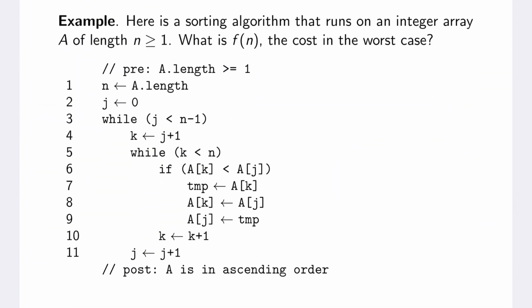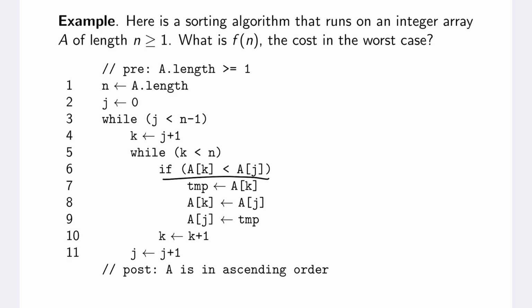Okay, time for a more complicated example. This is one in which the condition for the worst case might not be immediately obvious. So let's start out with that worst case. We have one if statement, and it's going to evaluate to true if A at index K is less than A at index J.